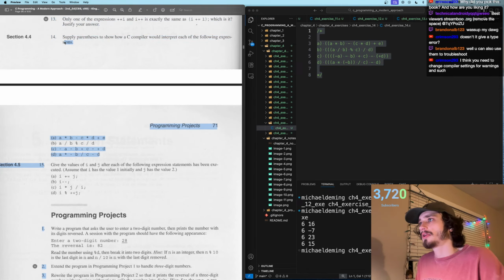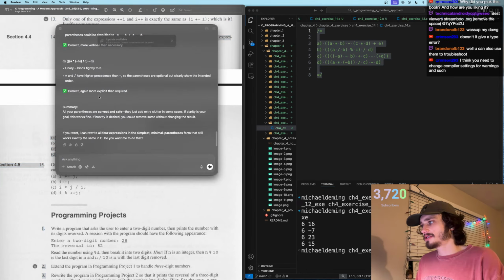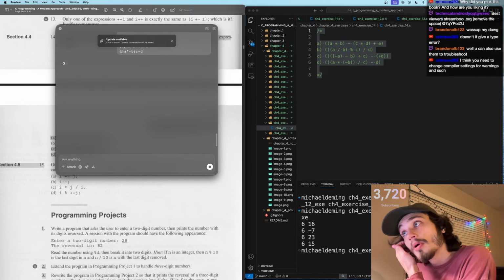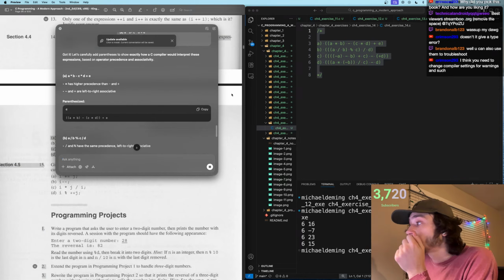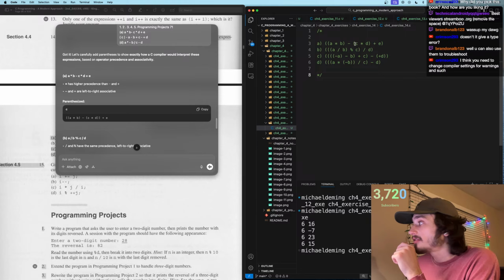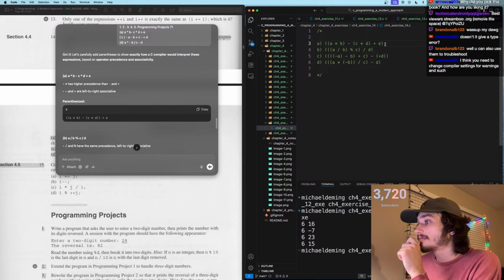Cool. Yeah, so I just kind of did a little bit overkill, it said. Got it. This would be A times B minus C times D parenthesis plus E at the very end. Okay, so you could do it like this, right?